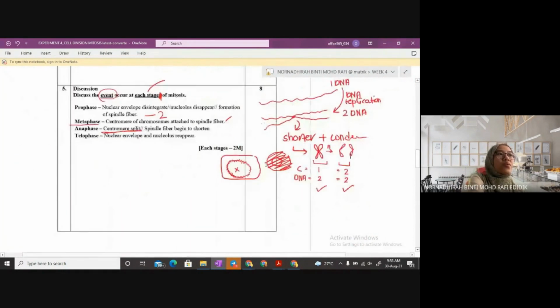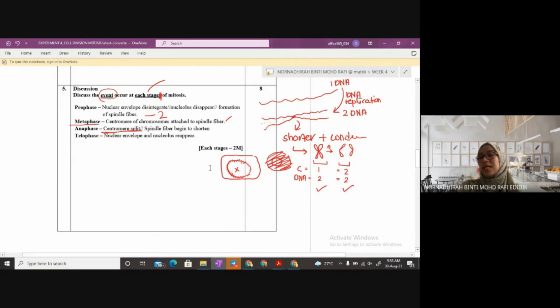Okay, dah. The last one is telophase. So telophase awak tengok balik dalam buku awak ni dia kata apa? Spindle fiber. Starting to mana? Telophase. Chromosome arrive at the opposite poles. Chromosome ataupun sister chromosome. Yang tadi saya kata sister, daughter chromosome, sorry. The daughter chromosome arrive at the opposite poles. Sampai dah dekat kutub tu.